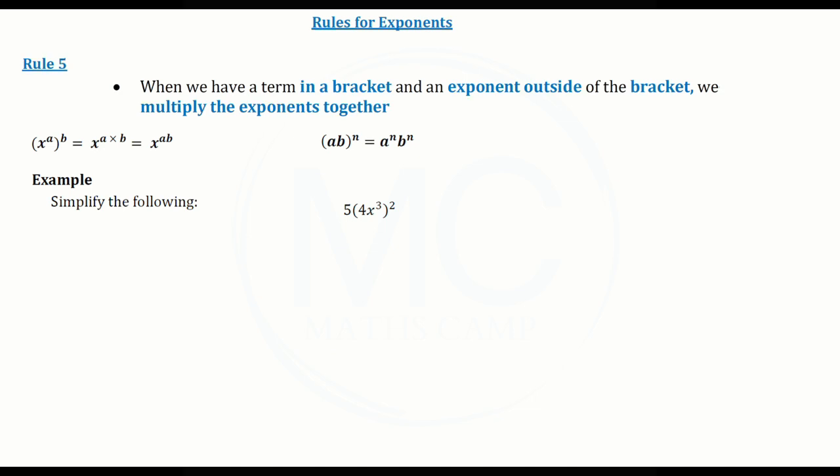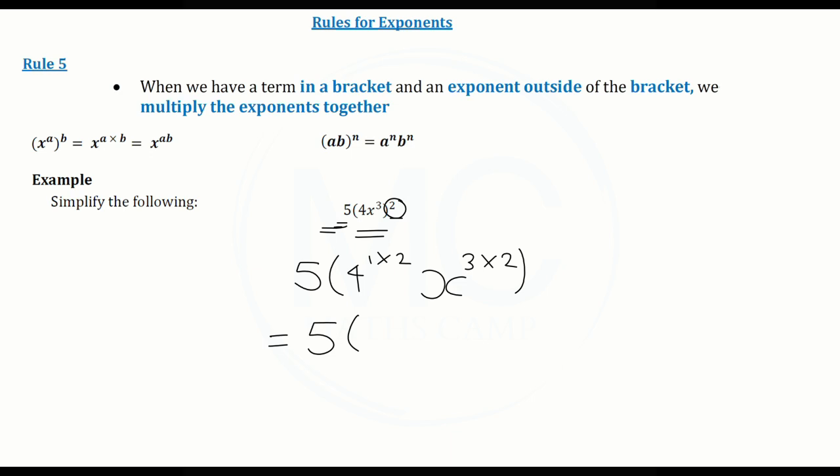The one thing you need to remember is that the exponent only affects the bracket. It does not affect any terms outside of the bracket on the side. So in this case, the exponent of 2 will not affect the 5 over here. So let's write down our 5, open our bracket. 4 is actually 4 to the power of 1. We're going to multiply the exponent by 2. x to the power of 3, and multiply by the exponent of 2 again. Let's leave our 5 outside the bracket.